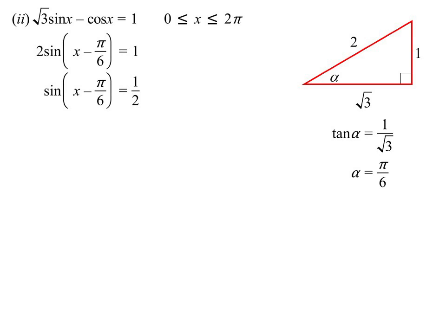which in this case is pi on 6. So sine of (x minus pi on 6) is a half. I'm in the first and second quadrants. There's my two possibilities, pi on 6 and 5 pi on 6. Add pi on 6 to both sides, and I have my answer, pi on 3 and pi.